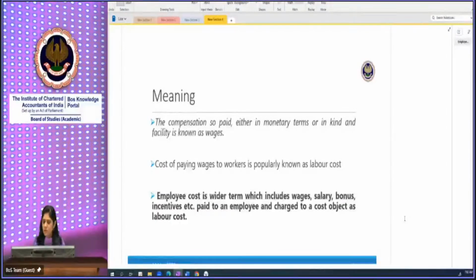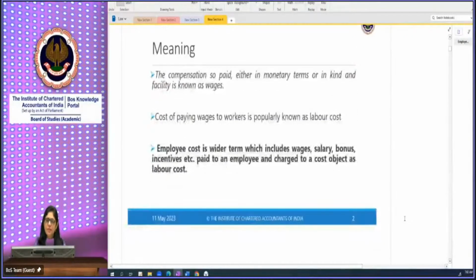All right, a lot of students have joined. Good morning, all of you. Good morning, Kiran, Diksha, Sankaran, Bhumika. So, good morning, all of you. So, let's start the happy morning for cost and management accounting.